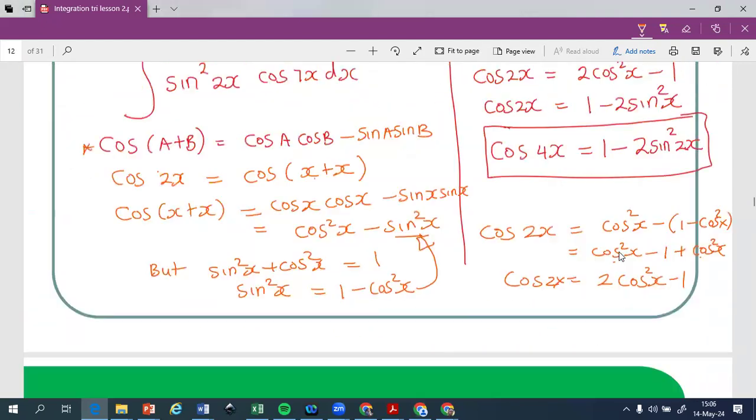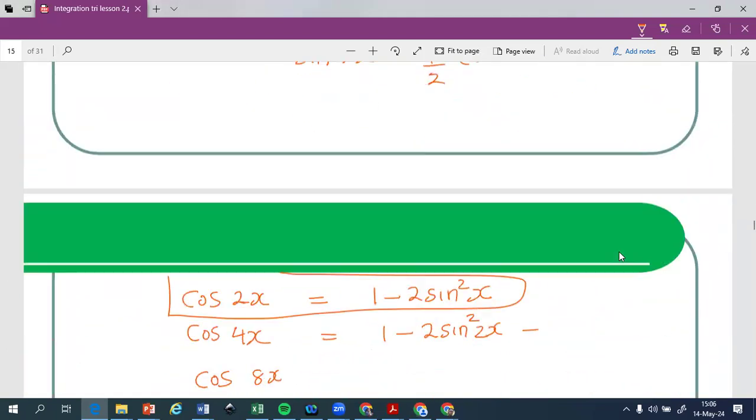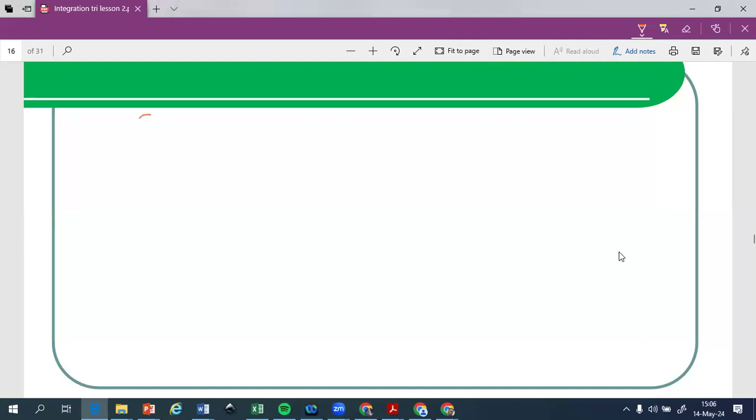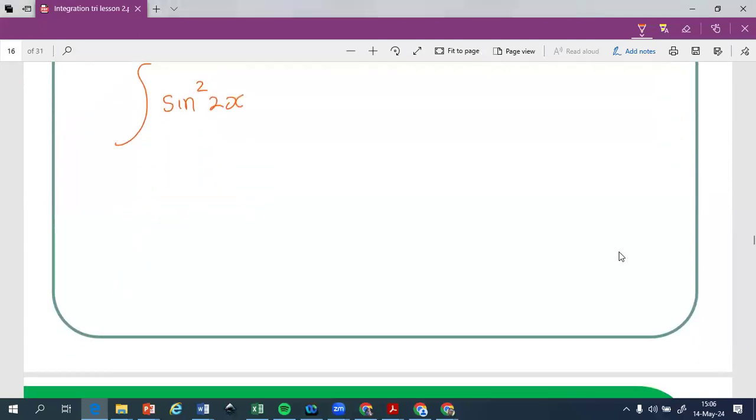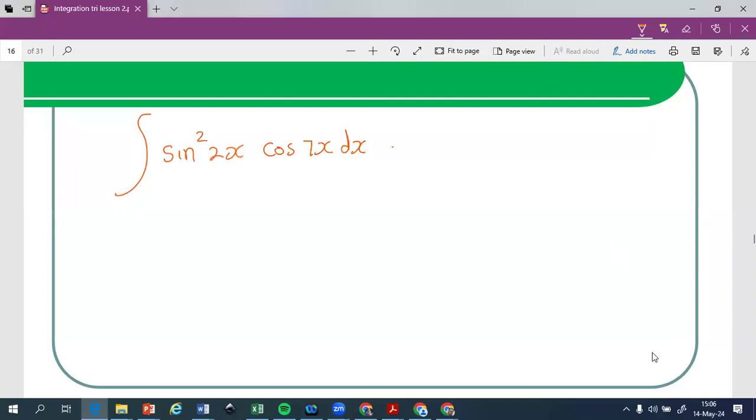So now we can go back to our question. I'm coming back here now to our question. Our question wanted us to integrate sine squared of 2x cos of 7x dx. Before you carry on with anything, first eliminate this square. So sine squared 2x, we have obtained it as a half into 1 minus cos of 4x. Then I'm multiplying this time with cos of 7x dx.